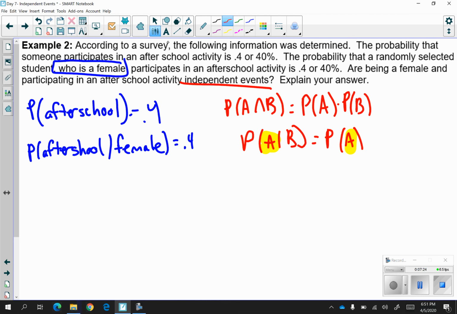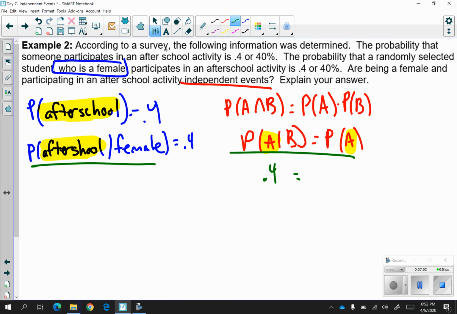Now, it makes sense if you look at this. We're given conditional probability, so we should use the conditional probability formula. The conditional probability was 0.4. Now, if you notice, after school came first, so this should be equal to after school by itself. And we have that the probability of being after school is 0.4. Because the probabilities are equivalent, we're going to say that they are independent.